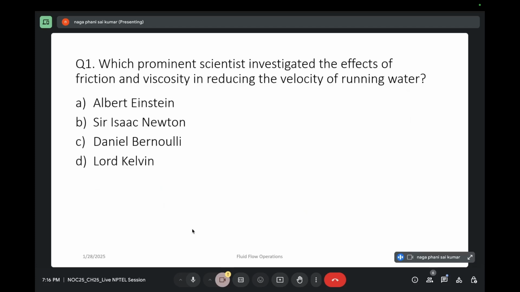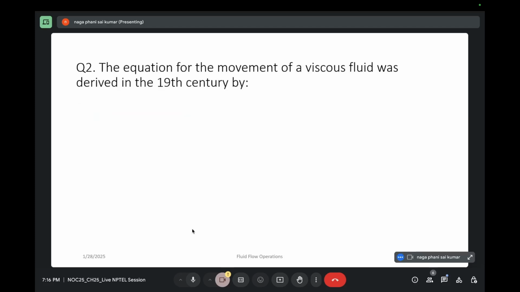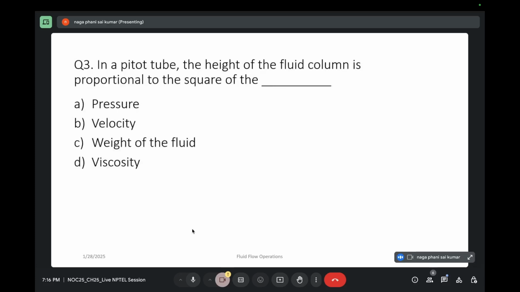So first question: which prominent scientist investigated the effect of friction and viscosity in reducing the velocity of running water? Option A: Albert Einstein, B: Sir Isaac Newton, C: Daniel Bernoulli, and D: Lord Kelvin. So if you remember this, it's Sir Isaac Newton. Options are missing from the second question. Okay, let's go into the third question.